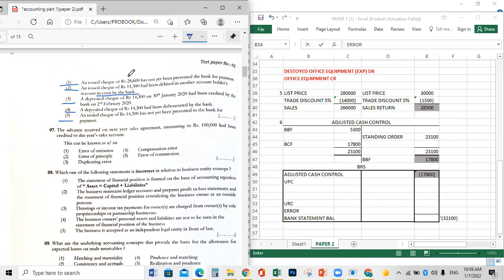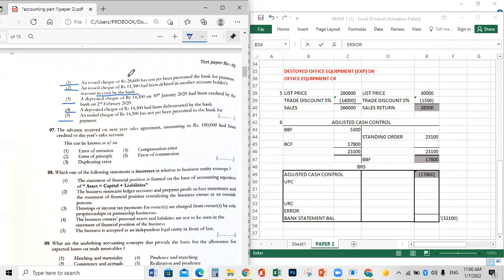Always remember, it's the opposite. Guys, if the bank has debited, that means for us, it's credit. If it is credit, will it reduce our value or will it increase our value? No, wait.